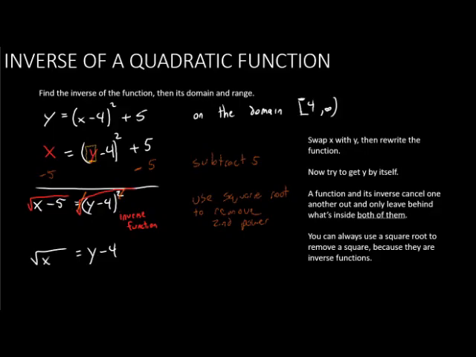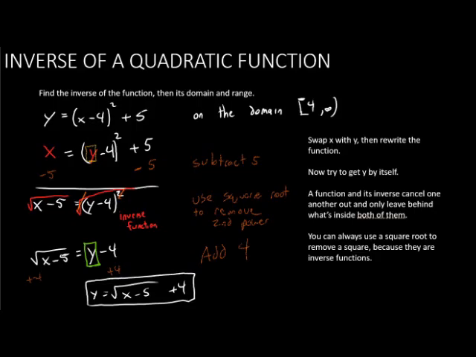Inside the root on the left, we'll have x minus 5. Now we've almost gotten y by itself. All we need to do now is to move that minus 4 by adding 4 to both sides. If we do add 4 to both sides, we will end up with y equals square root of x minus 5, and then plus 4 on the outside. This will be our inverse. With this in mind, we will now find the domain and range of the function and its inverse.